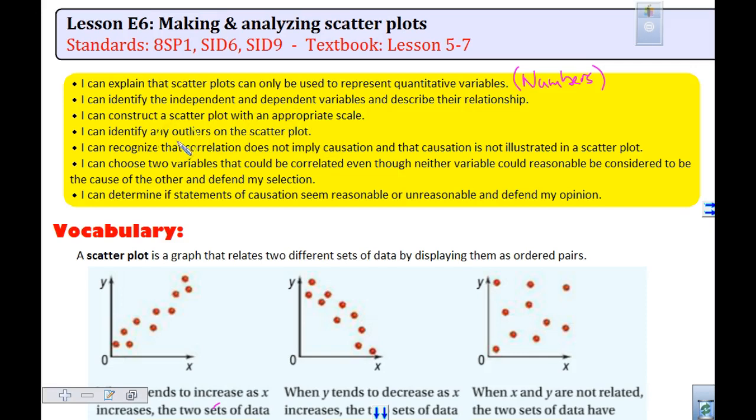I can identify an outlier on the scatter plot. I can recognize that correlation does not imply causation, and that causation is not illustrated in the scatter plot.